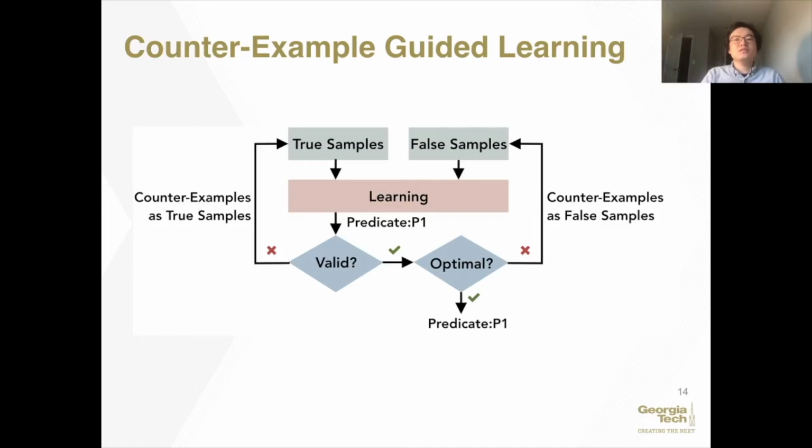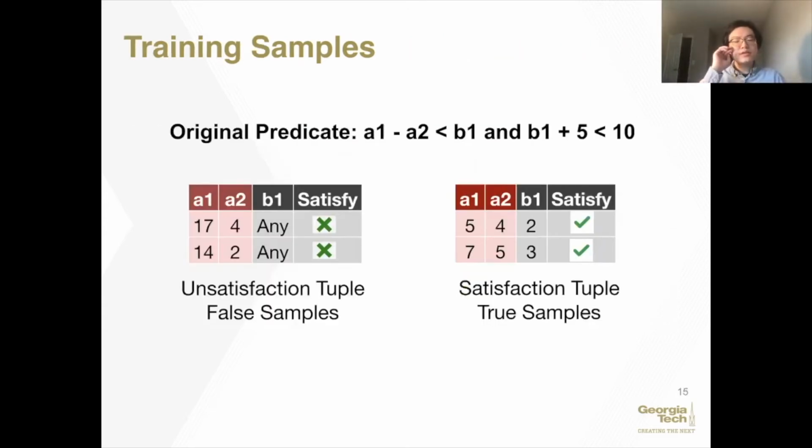Or if we hit the maximum allowed number of iterations, then we just output whatever the current valid predicate P1 is. Here I'm going to explain how we actually generate the training samples.